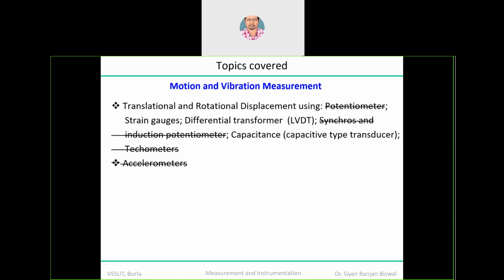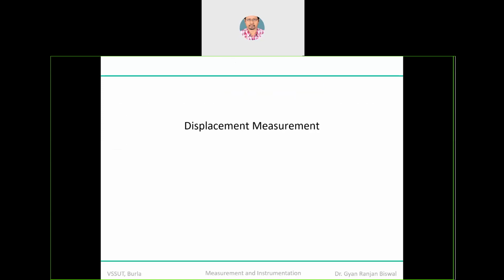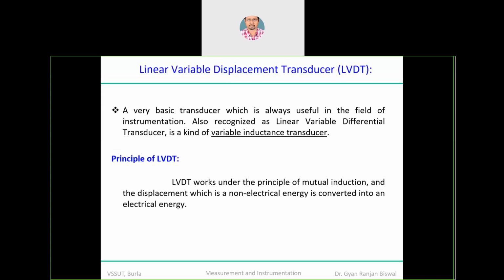So the purpose of cutting over here is that, like potentiometer we have already discussed, synchronous induction potentiometers, tachometer, accelerometer, these things are not in your syllabus, which have been covered in these lectures from time to time, and you can omit or bypass them from your examination. So from your examination point of view, only three things are important. One is the capacitive type of transducer, one is the strain gauge, and another is the LVDT.